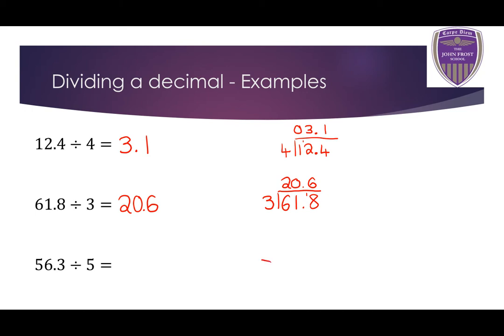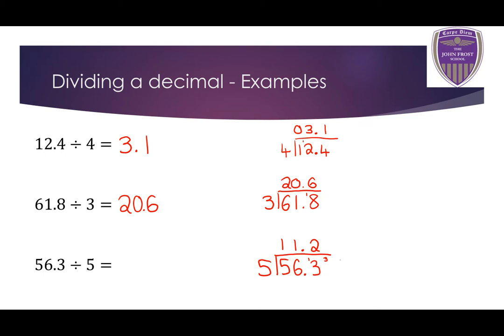Last one now. 56.3 divided by 5. Once again, write the 5 outside of the bus stop, and the 56.3 goes inside the bus stop. How many 5s in 5? There's 1 5 in 5, and there's no remainders. How many 5s in 6? There's 1 5 in 6, and there's a remainder of 1. Remember to put that decimal point in. Now, how many 5s are in 13? There's 2, and there's going to be a remainder 3.